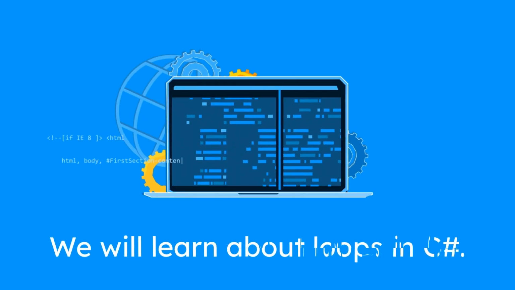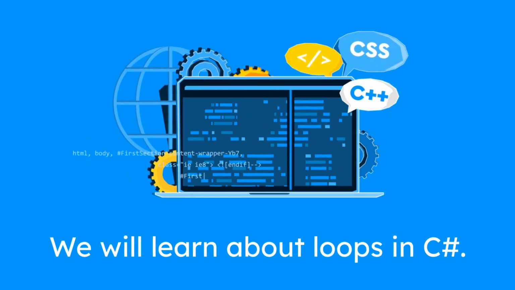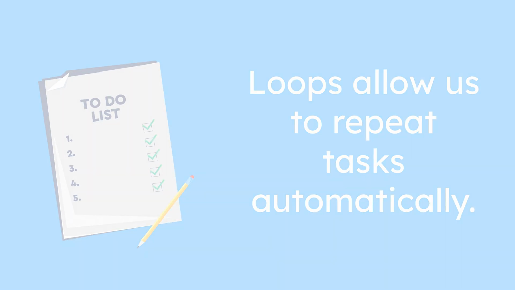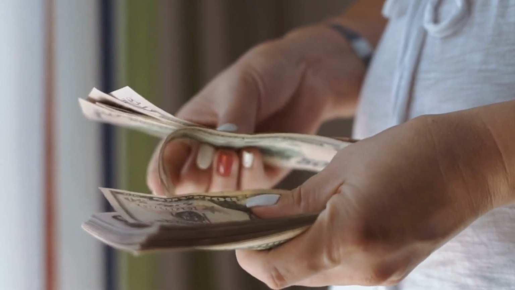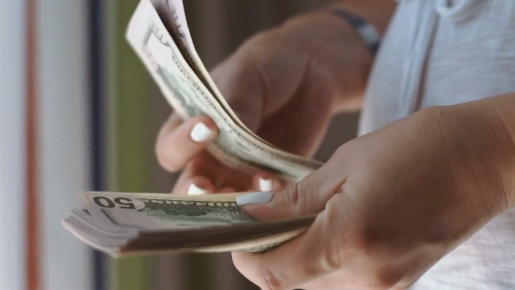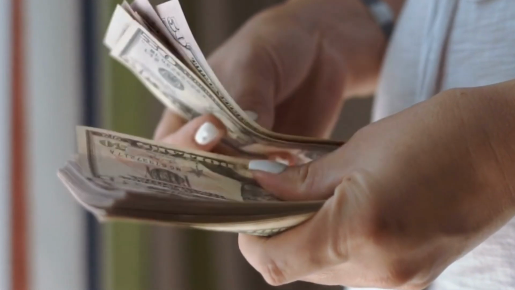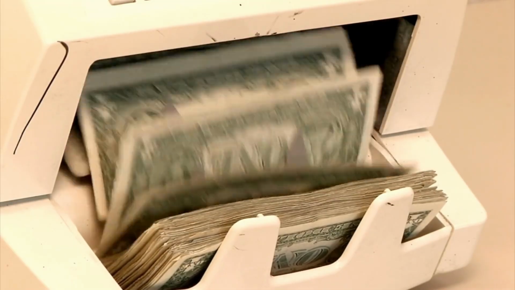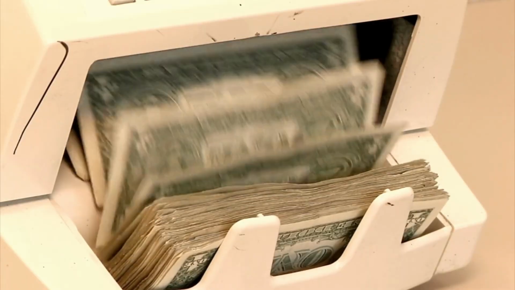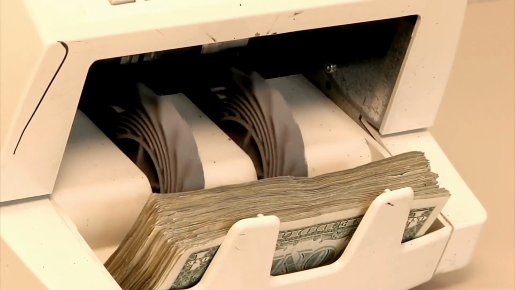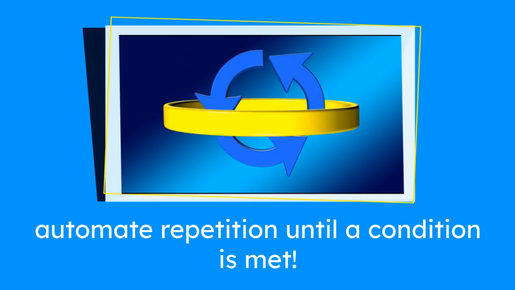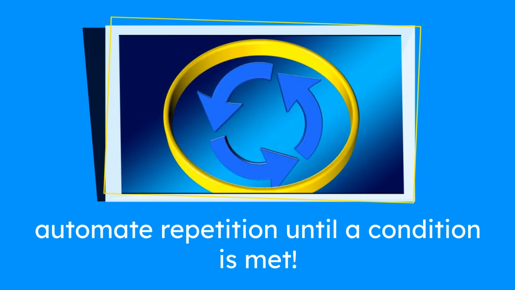Welcome back, everyone. Today, we will learn about loops in C#. Loops allow us to repeat tasks automatically. Imagine you've been handed a massive bundle of currency notes to count. Instead of painstakingly counting each note yourself, wouldn't it be awesome if you could tell your computer, keep counting notes until there are none left? That's exactly what loops let us do in programming. Automate repetition until a condition is met.